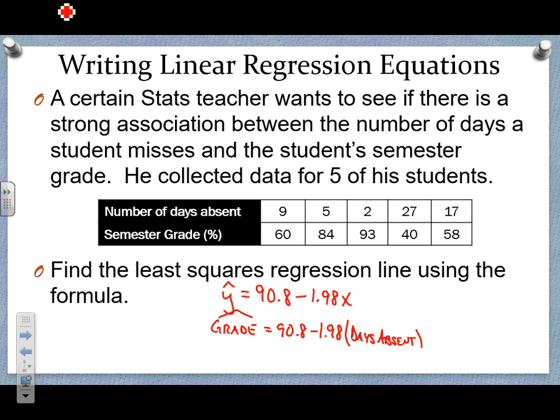Okay, so again, both forms work just fine. I typically like this form where we put the variable names in. Just helps keep track of things a little bit easier. So the predicted grade will be equal to 90.8 minus 1.98 times the number of days absent. So let's talk about a couple things here. My slope is negative 1.98. What does that mean in this context?